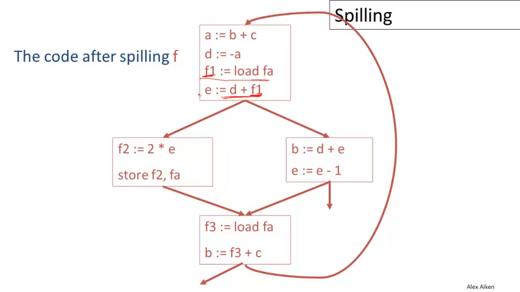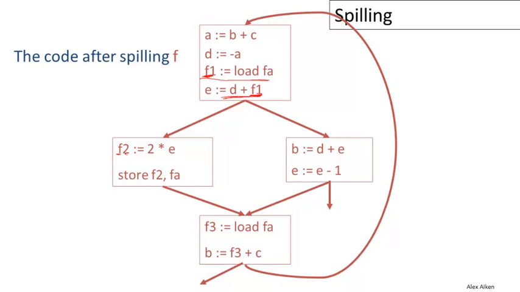I've called this f1. That's because the different uses of f in the control flow graph don't all have to have the same temporary name. And actually it will be a good idea to separate them. So each distinct use of f will get its own name. So here we load the value of f, and then it gets used in this statement.